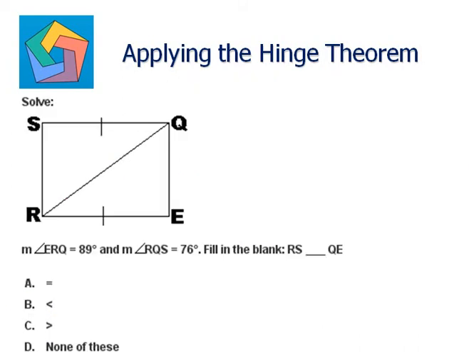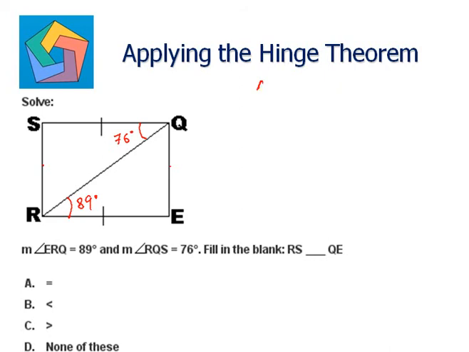Next problem. Solve. In this figure we have triangle SQR and triangle QRE. Measure of angle ERQ is given 89 degrees and measure of angle RQS is given 76 degrees. Given SQ is congruent to RE, so fill in the blank: RS is dash QE.